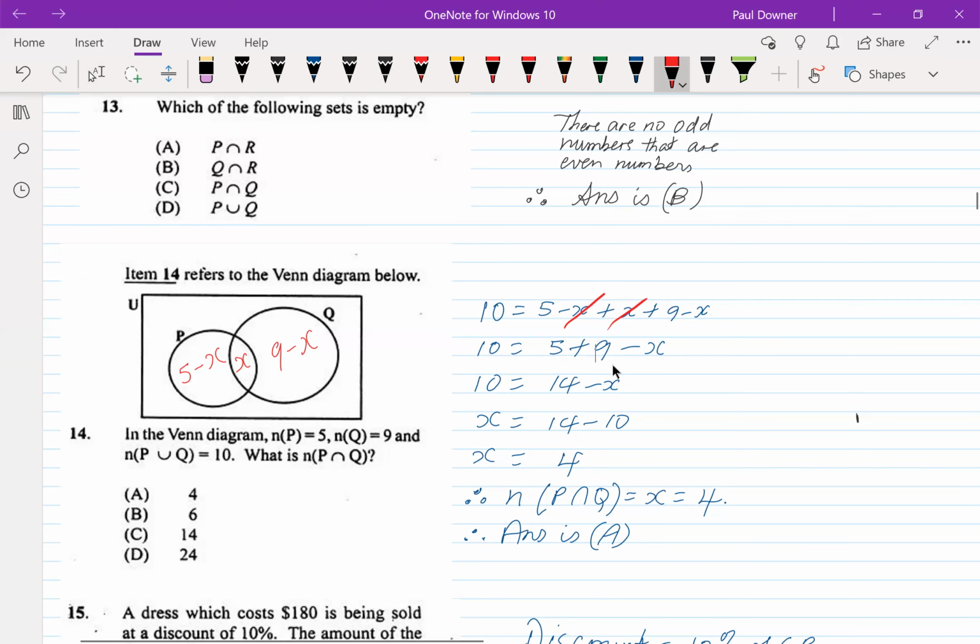And then in order to solve this equation, the easiest way is to bring the minus X over on the left-hand side and change it to X, and then bring the 10 on the right-hand side and change it to minus 10. So 14 take away 10 is 4, so we end up with X equal to 4. Now, if X equals 4, then that is the number of elements in P and Q. That will be 4, and that is equivalent to answer A. So answer A is 4.